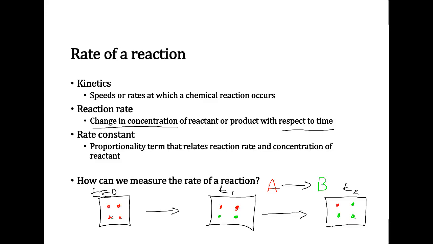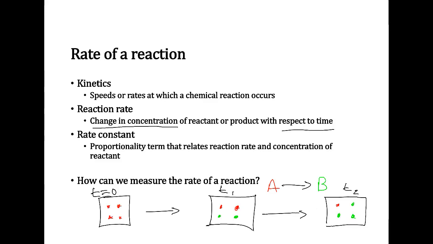Okay, so we can't really look at this at the molecular level. So we're going to have to start to think about, well, how can we make these measurements in the lab? Okay, so as we're thinking about that, the last thing that we need to introduce is this idea of a rate constant. And this is just a proportionality term that relates the reaction rate to the concentration of the reactant. And we'll talk about that more later.